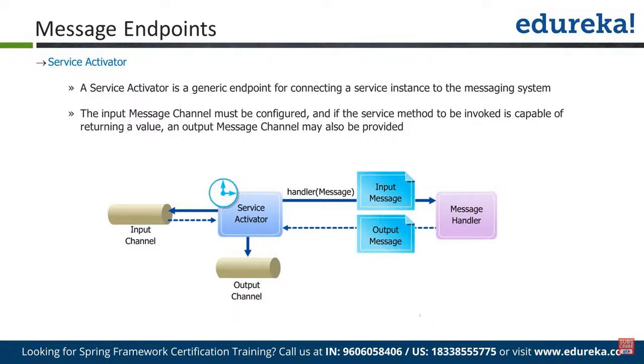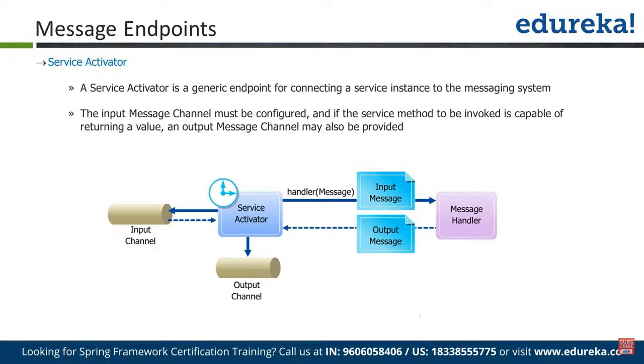The first one is the service activator. A service activator is a generic endpoint for connecting a service instance to the messaging system. If you see here, we have two channels on the screen, one input channel and one output channel, and in between we have one service activator. The input message channel must be configured, and if the service method to be invoked is capable of returning a value, an output message channel may also be provided.